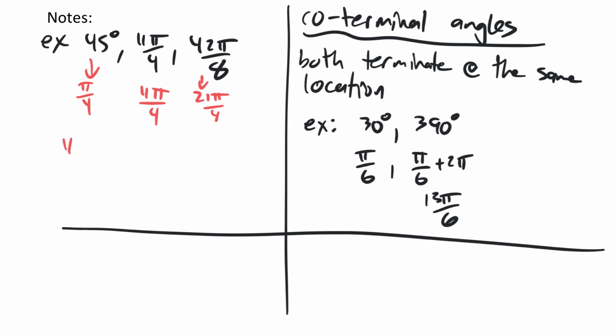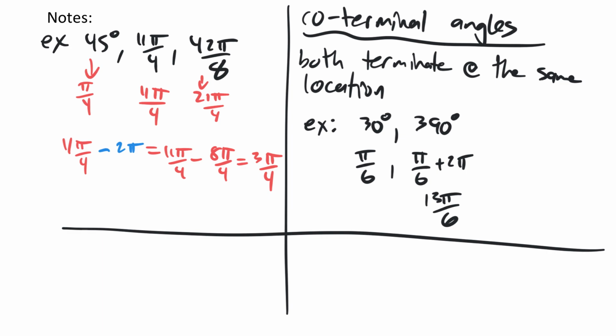So we're going to take the 11 pi over 4. We're going to subtract 2 pi. Which means we got to work on our fraction skills. 11 pi over 4 minus 8 pi over 4. So it'll be 3 pi over 4. All right, so pi over 4, 3 pi over 4, those two aren't coterminal. But maybe that last one is.